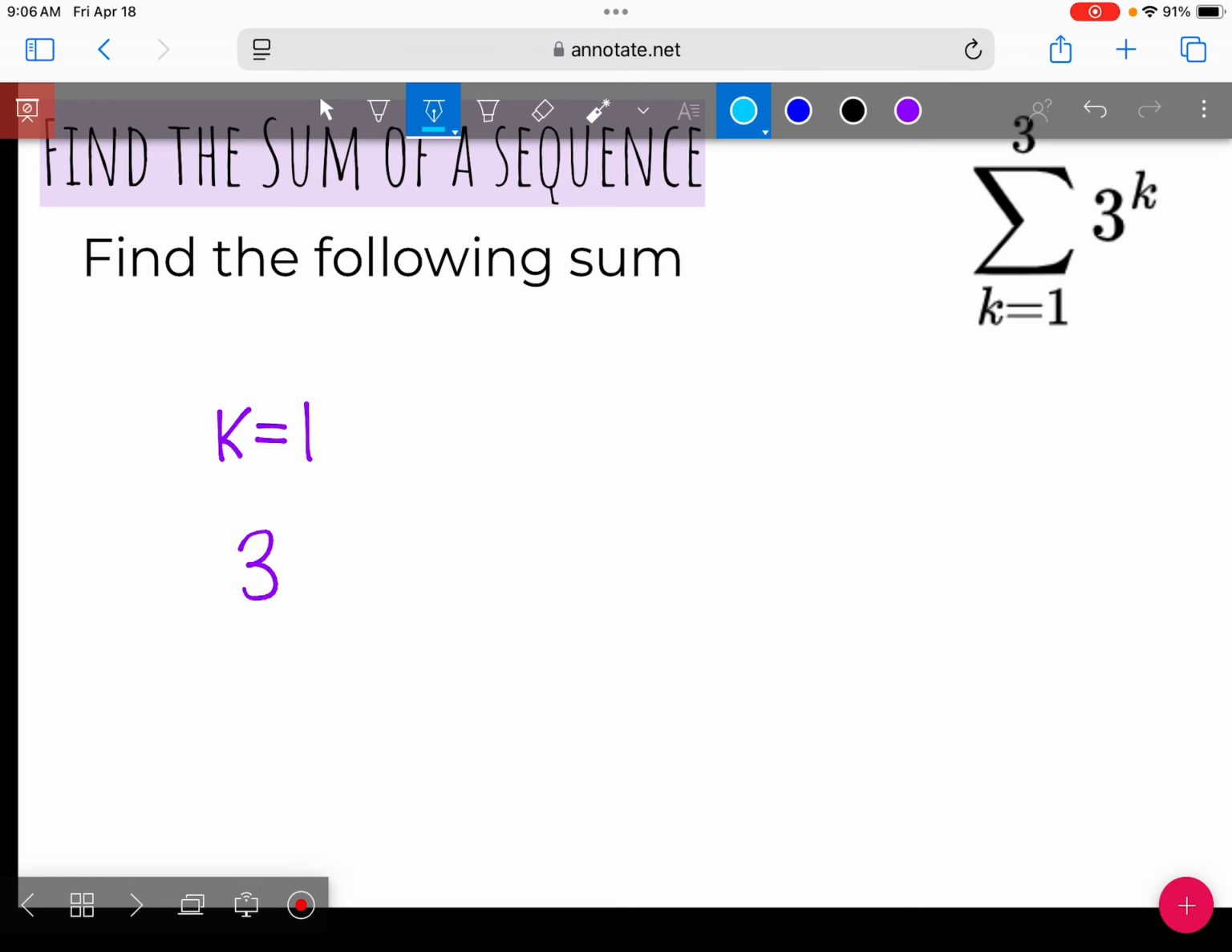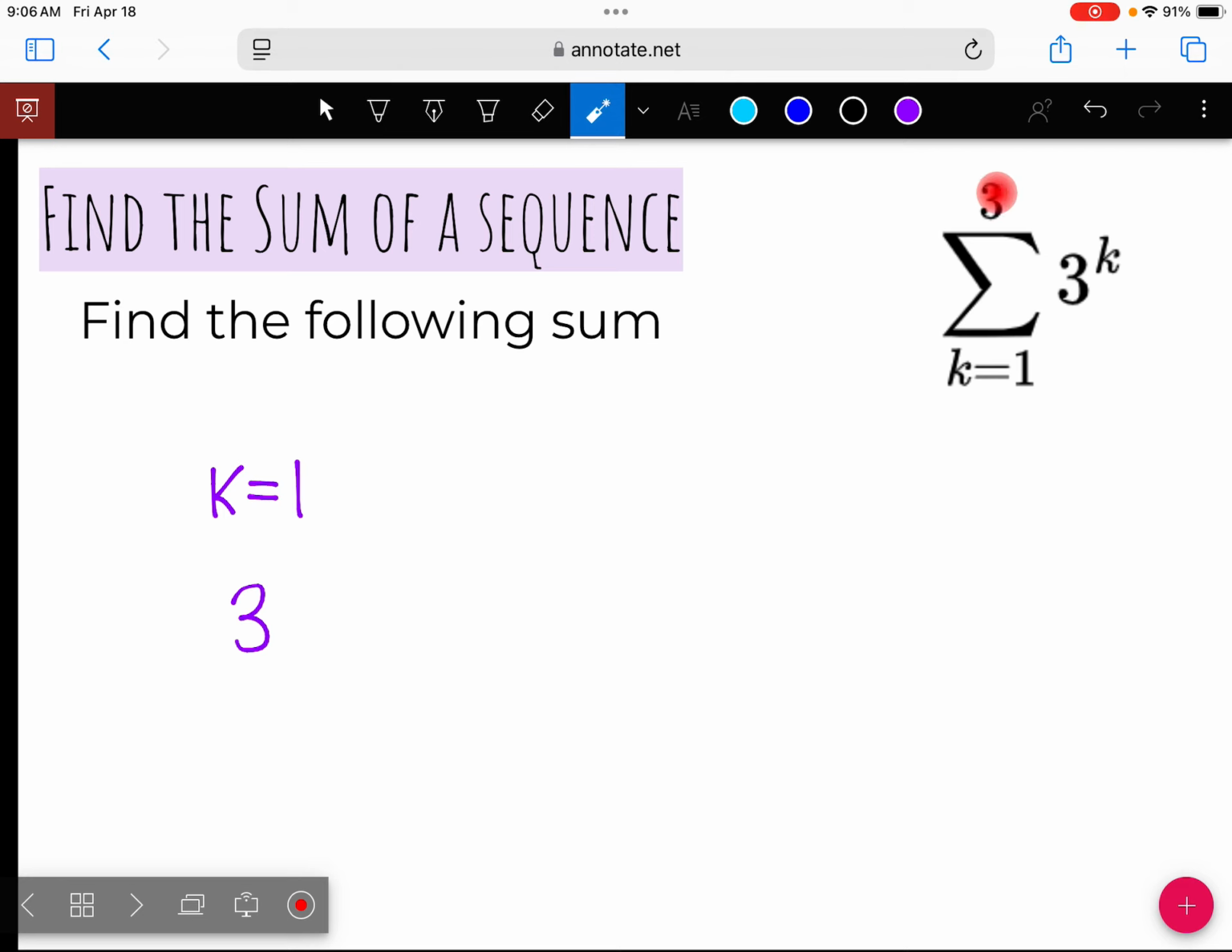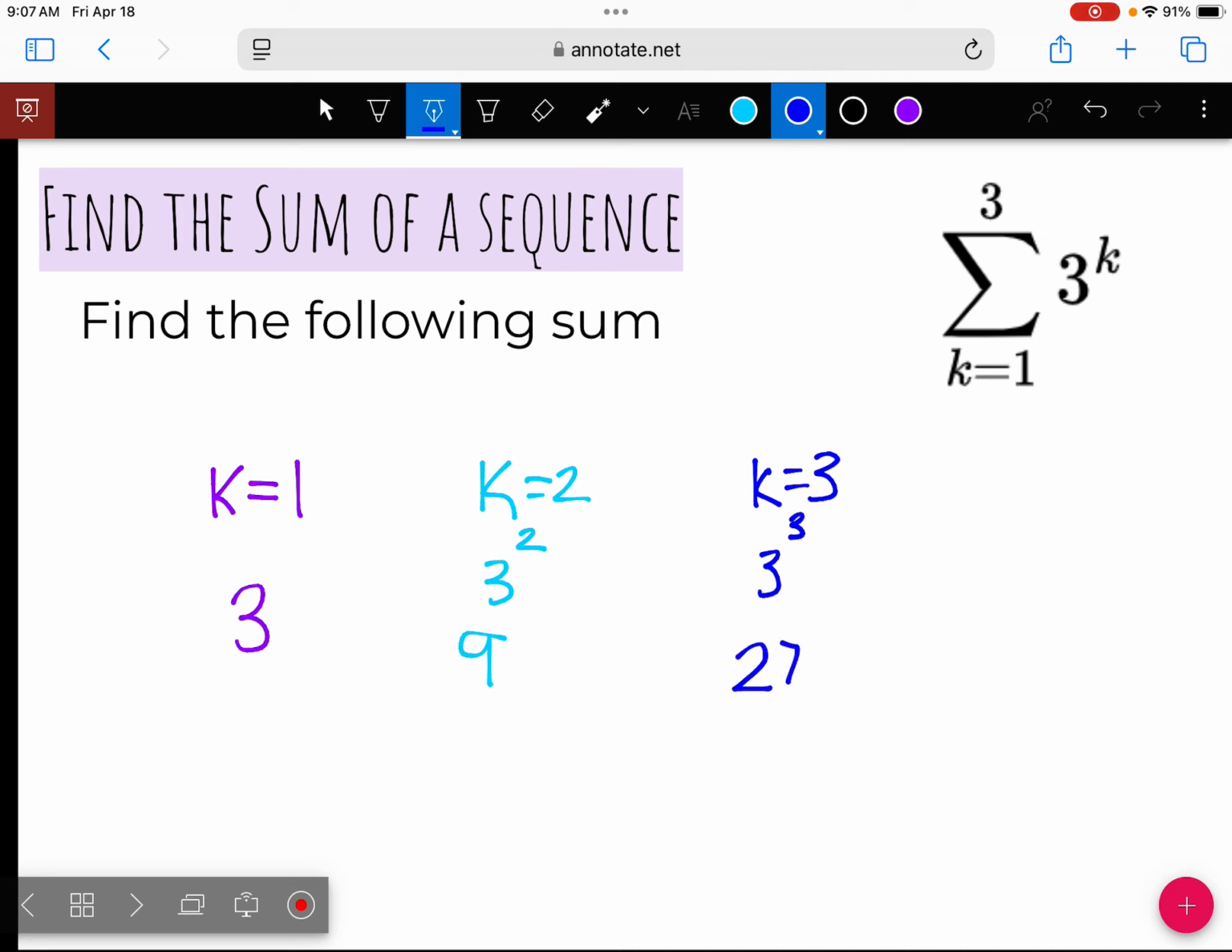Wait, that 3 on top, is that something we define? That's when we stop. So we start here, we stop here. Start when k equals 1, we stop when k equals 3. So when k equals 2, that's when we get 3 squared. So we get 9. And when k equals 3, that's 3 to the third, 27.